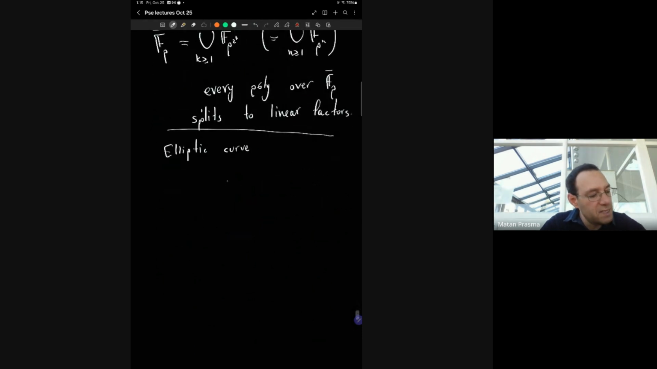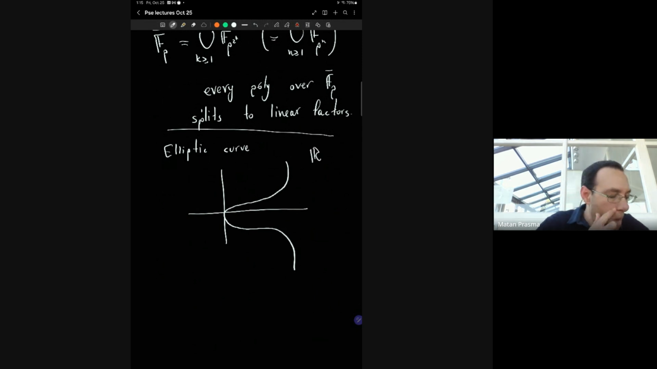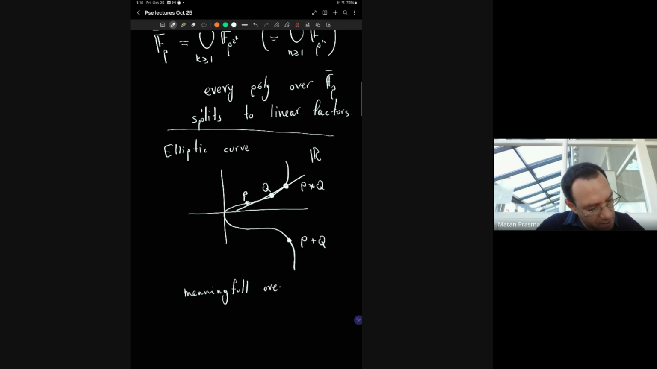So we have this group law on the elliptic curve that is inspired by this geometric picture over the real numbers, that you take 2 points, you draw the line through P and Q, and this is say P star Q, and this is called P plus Q. And the formulas can be presented in a purely algebraic way, and that's why they are meaningful over Fp, over finite fields.